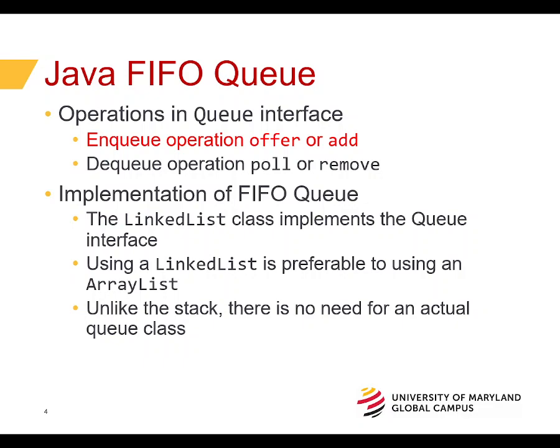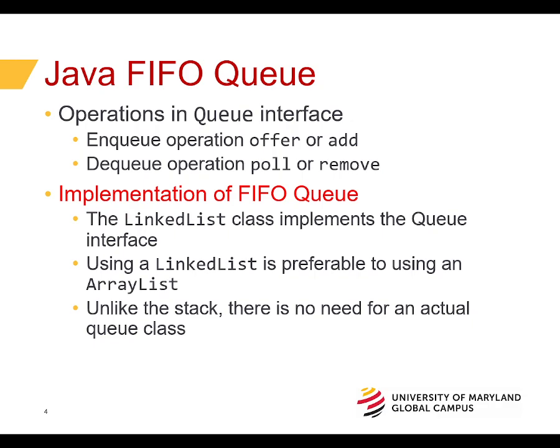The methods that correspond to what we called enqueue are offer and add. The difference between these 2 methods is that offer returns false if the enqueue fails on a size-restricted queue, whereas add throws an illegal state exception in that case. The methods that correspond to what we called dequeue are poll and remove. The difference between these methods is similar to the other two. If the queue is empty, poll returns null. By contrast, remove throws a no such element exception.